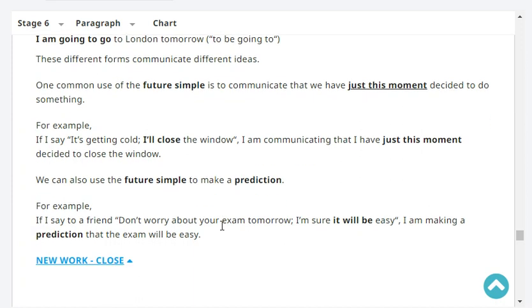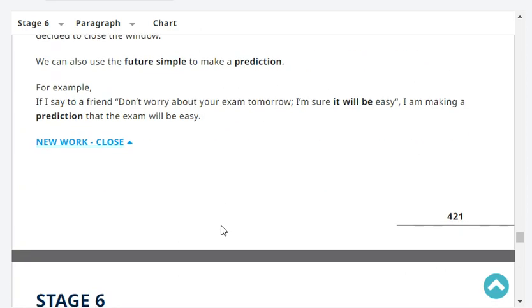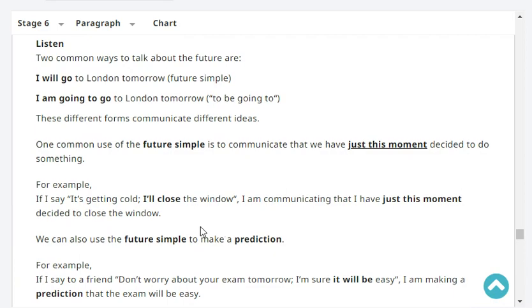We can also use the future simple to make a prediction. For example, if I say to a friend, don't worry about your exam tomorrow, I'm sure it will be easy, I am making a prediction that the exam will be easy.